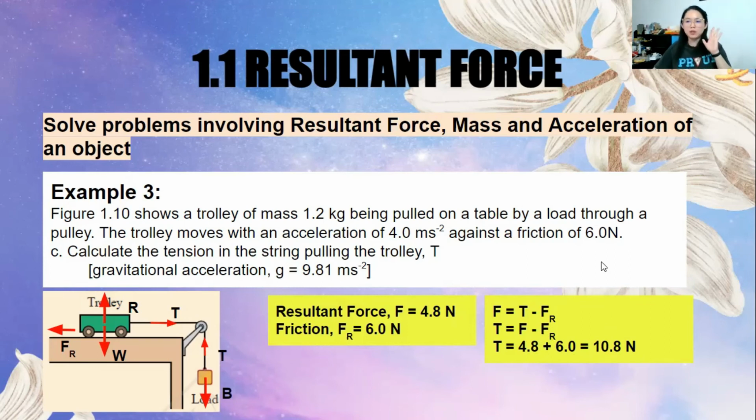I repeat this again. When you look at this question, you have to understand the direction of the moving of the object first. I know that this trolley is moving towards T, so that's why T is greater than FR. To form my formula, it's always the greater value minus the smallest value, so that's why T minus FR. When I bring this FR to the other side, it should be positive. This one is wrong, it should be positive, not negative. Then I have 4.8 plus 6 equals 10.8 Newton.